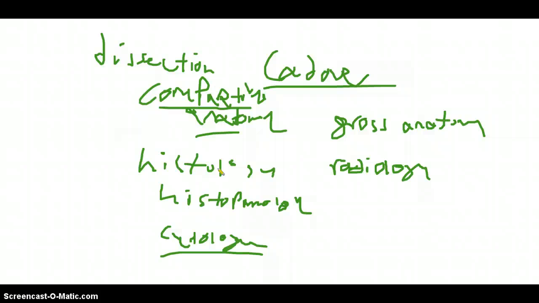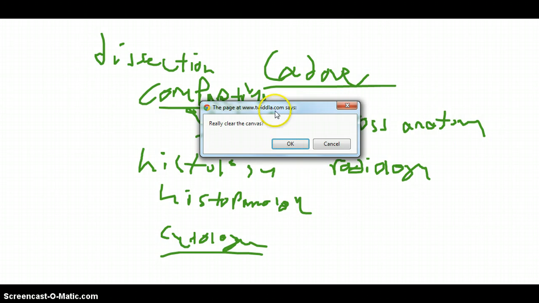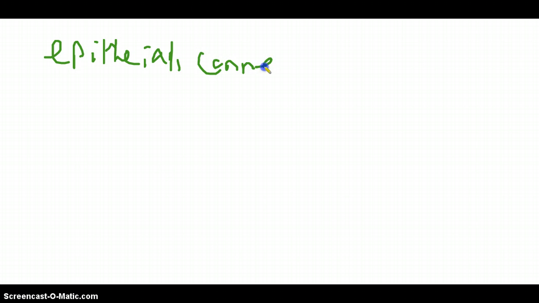Tissues are a mass of similar cells, and they kind of comprise a region of a specific organ. There are four principal classes of tissue that we won't really go into, but we will discuss, and I will write on here. This is the first one, epithelial, connective, nervous, and muscular.